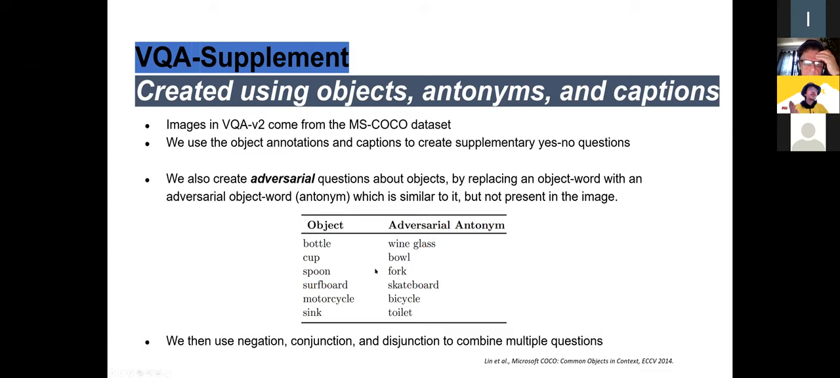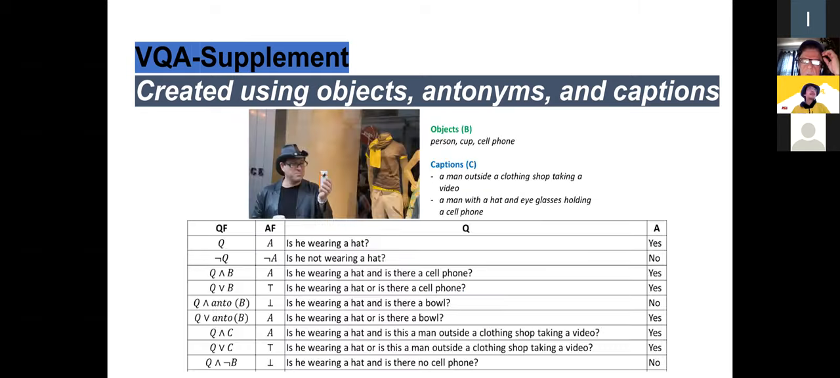So if you say, is there a spoon, and then you swap it, is there a fork, and then you check there's no fork in the MS COCO annotation, you get a new VQA training data: is there a fork, should be no. And then we apply negation, conjunction, and disjunction to combine those multiple supplementary questions as well, and get an even larger annotated data space using objects, antonyms, and captions.